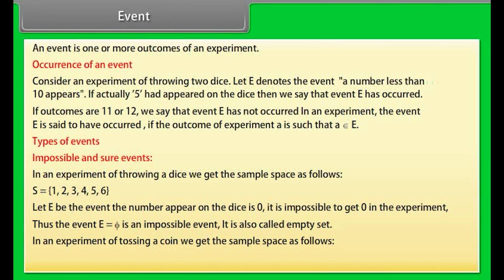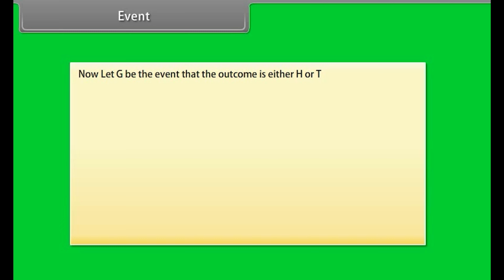In an experiment of tossing a coin, we get the sample space as follows. S is equal to H, T. Now let G be the event that the outcome is either H or T. Thus the event G is equal to H, T is a sure event.